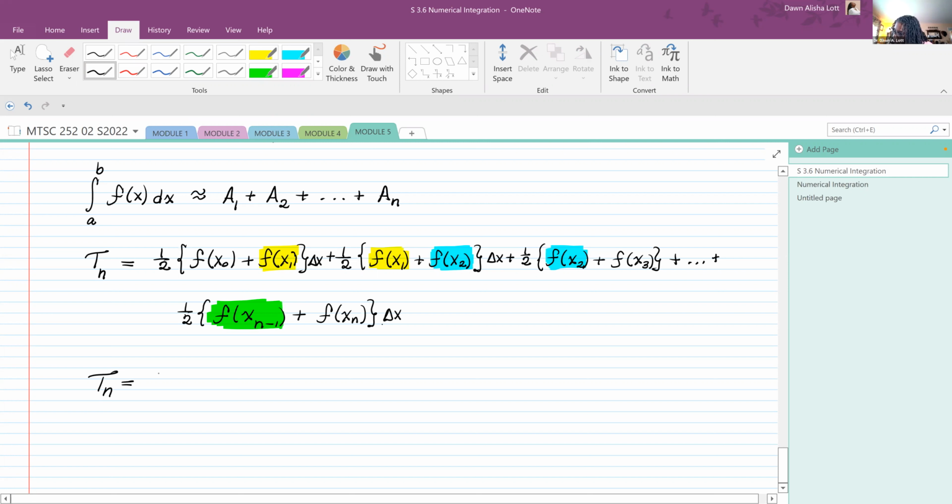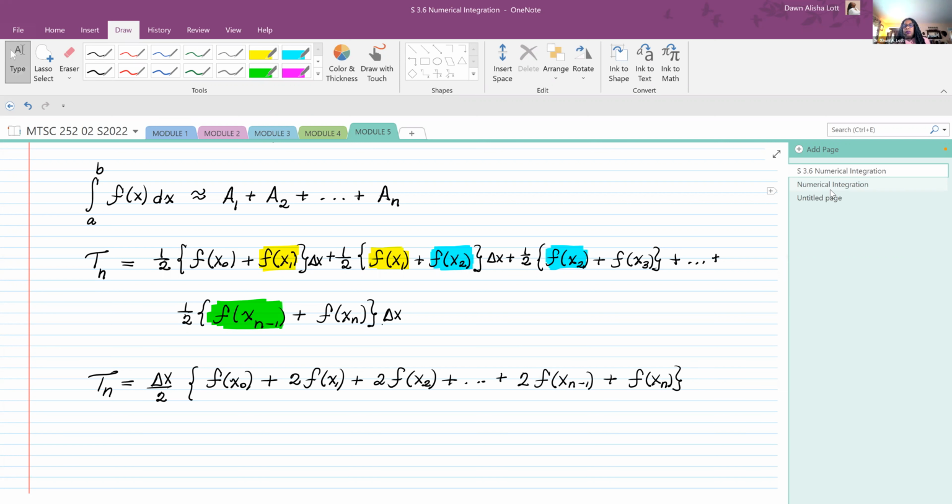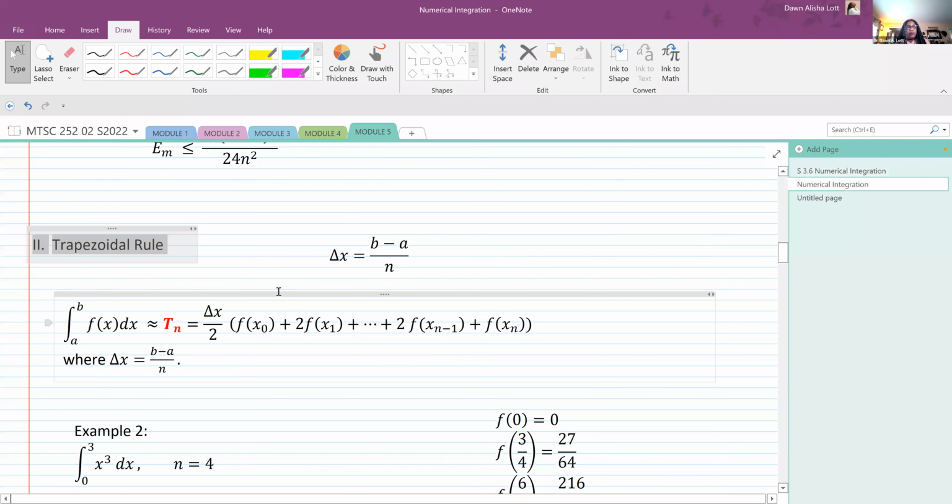Okay, so now I'm going to factor out the delta x over 2. And that's going to leave me f of the first one, x0, plus 2 times f of the next one, x1, plus 2 times f of the next one, x2, plus 2 times all of the ones until I get to 2 times f of x sub n minus 1, the second to the last one, and then only 1 times the last one. And that is the trapezoidal rule.